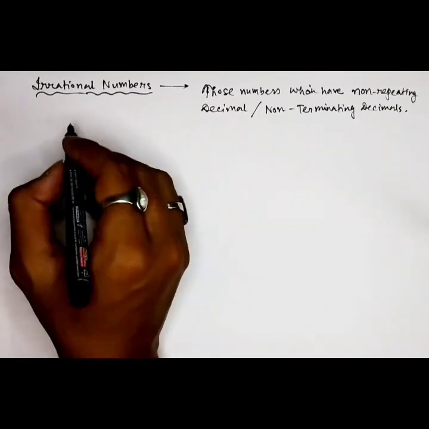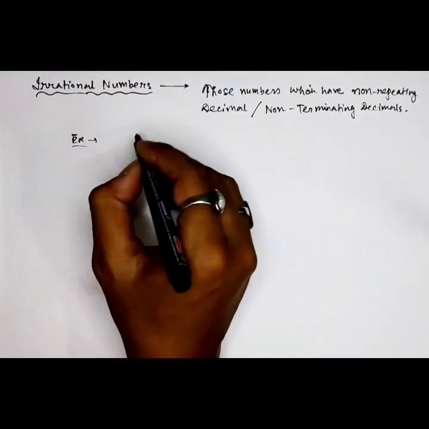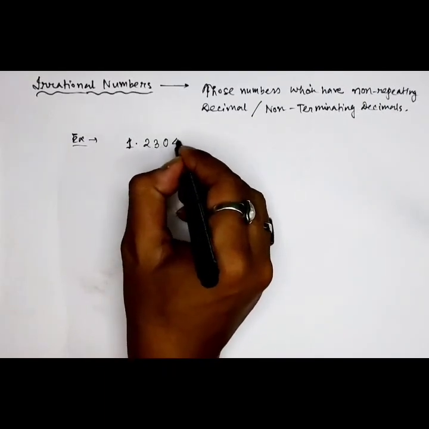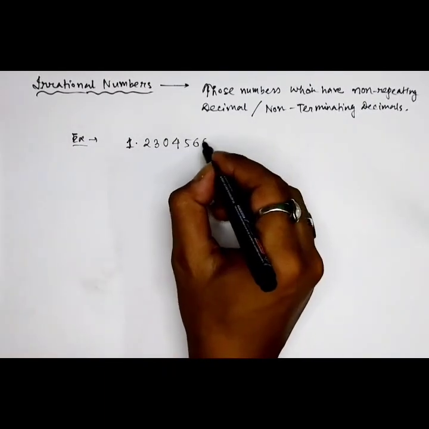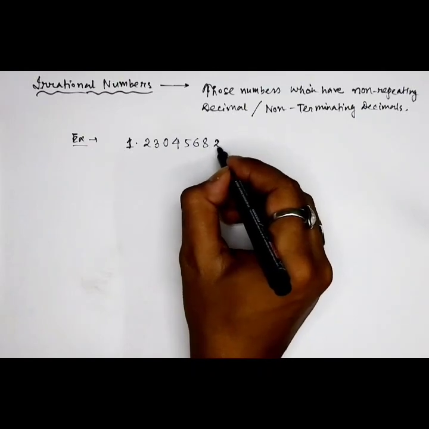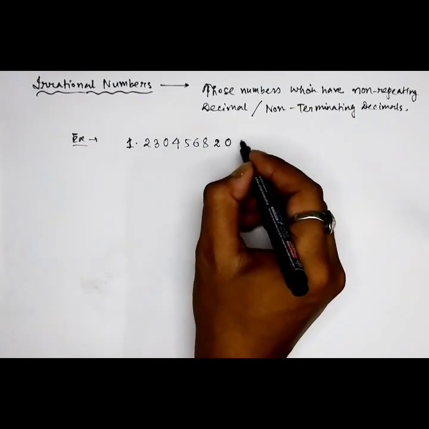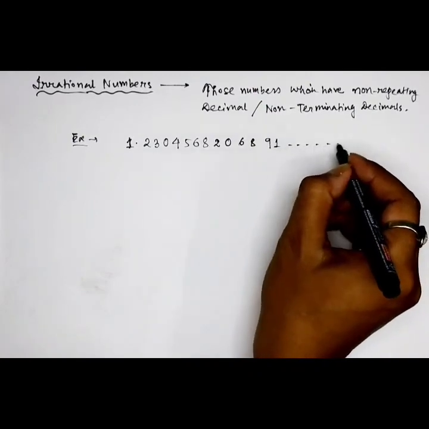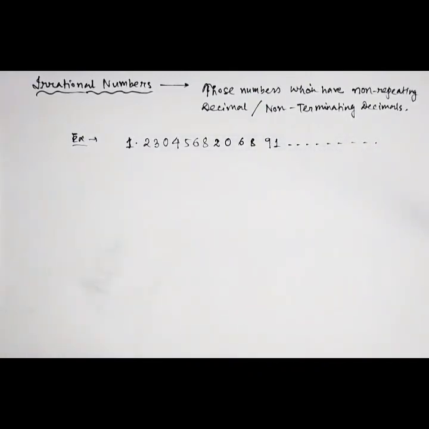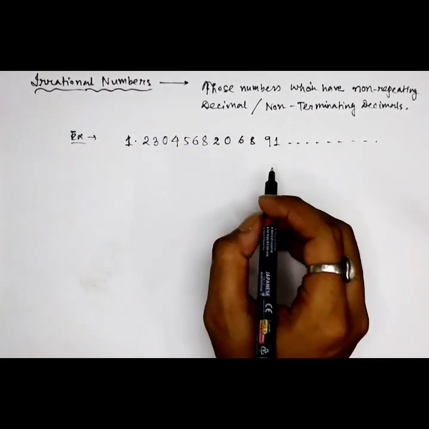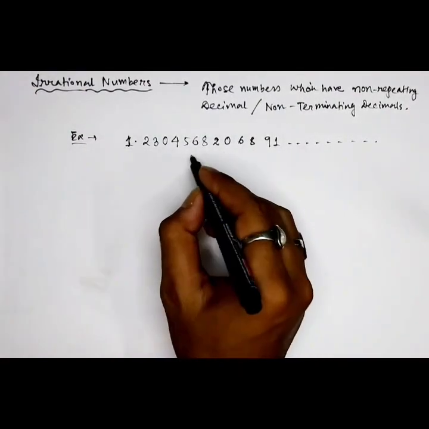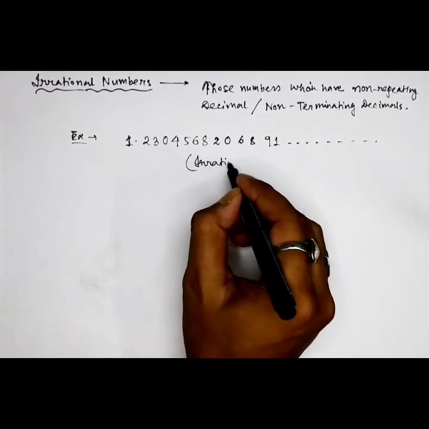For example, 1.23046820689 and so on. This is a non-terminating, non-repeating decimal value. So this is an irrational number.